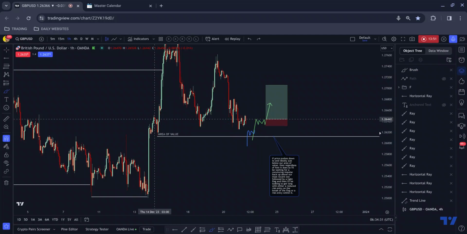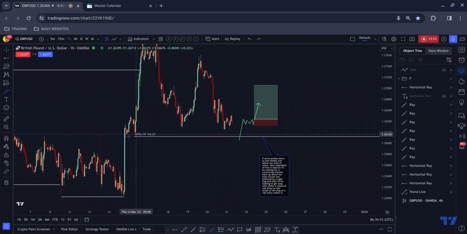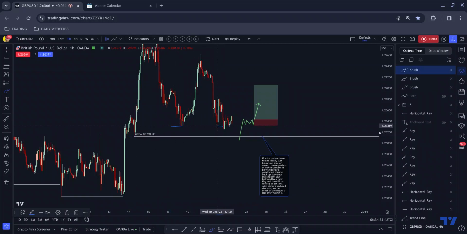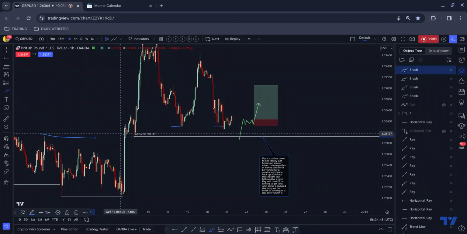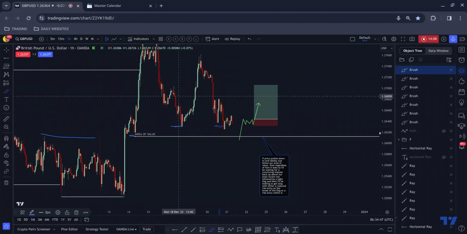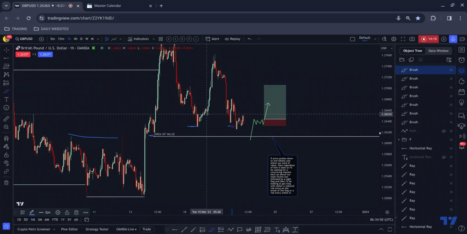So what I'll therefore be looking for is price to tap into this area and to then push back up above this high and above this high, which would also be above that high as well. And then we would have retested all of this. We would be trading above all of these highs. And then I think the floodgates really would open for a move to the upside if that was to occur.